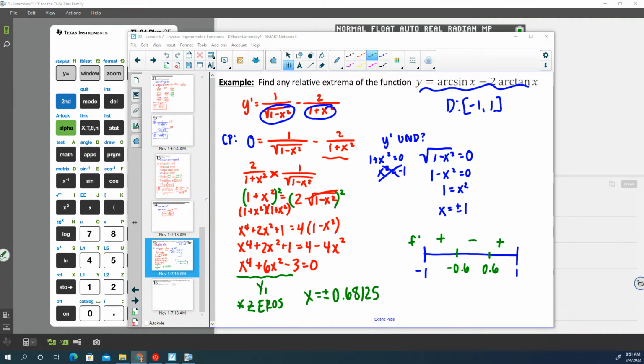5.7 notes. We are going to finish up this problem, and we have one more problem. Okay, as you're getting situated, I'll re-explain where we were at in this problem.